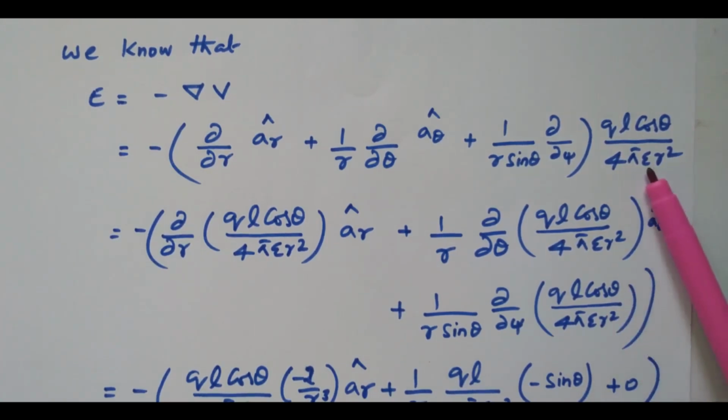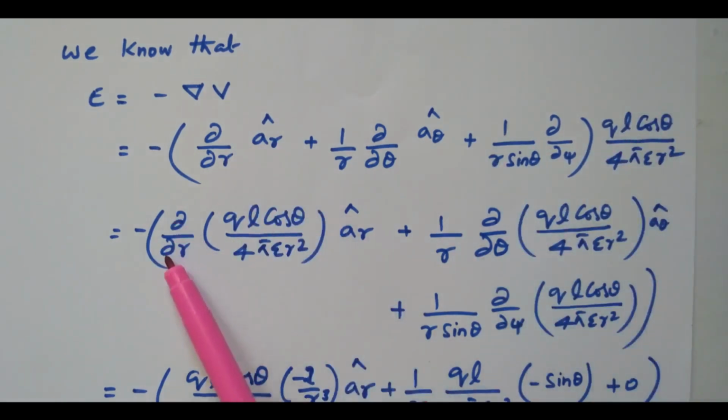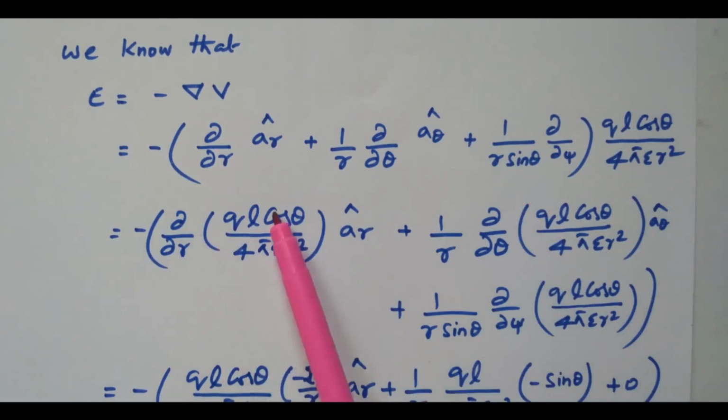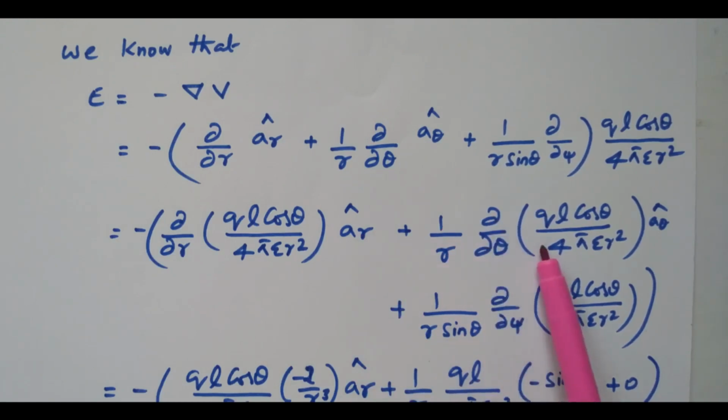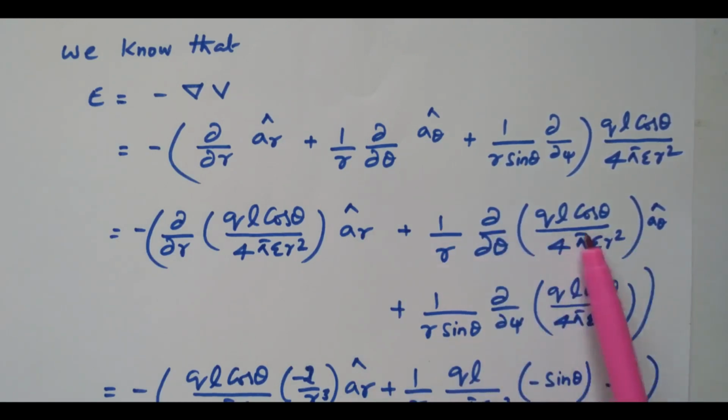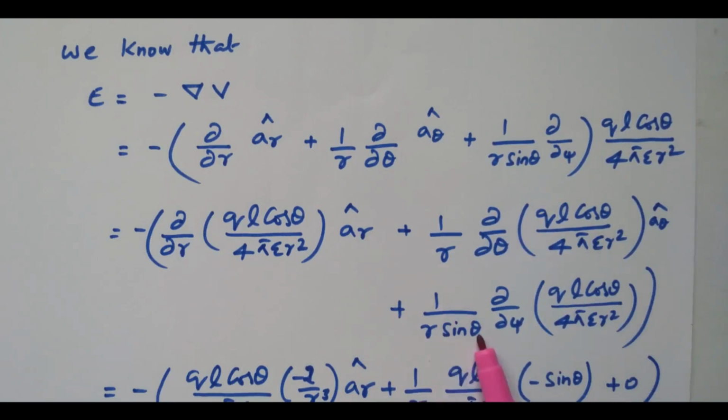Now we'll multiply this expression for V inside. So ∂/∂r into this value, QL cos θ divided by 4πε r² into aR, plus 1/r ∂/∂θ into this expression for V. Similarly, 1 divided by r sin θ ∂/∂φ of this value.